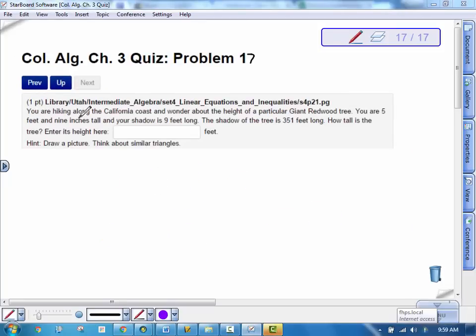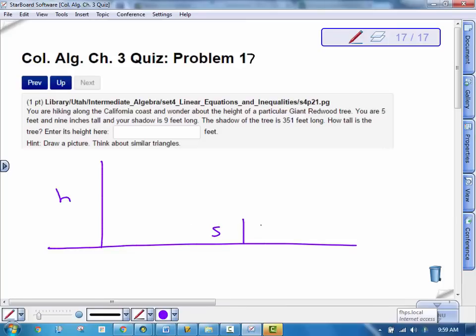Last problem then says you're hiking along the California coast and wondering about the height of a big redwood tree. It says you are 5 feet 9. I made this mistake in the homework. This is 5 feet 9 inches. I missed that 9 inches in the homework, which is important. The shadow of the tree is 351 feet, and your shadow is 9 feet.